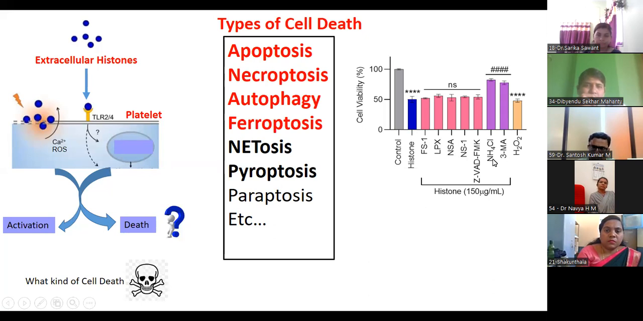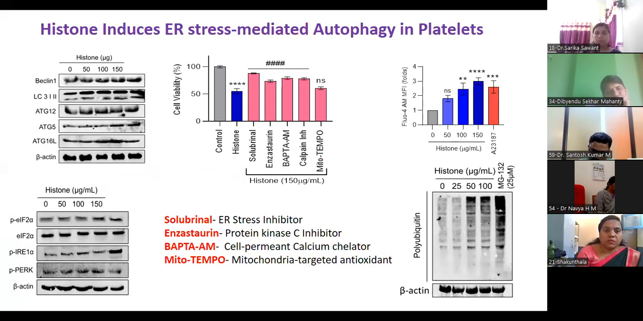From this data, we came to know that only ammonium chloride and 3-MA protected the cells from histone-induced toxicity. From this data, we can say autophagy is the death mechanism happening in case of histone treatment. So we need to confirm with the markers. For that, we did immunoblotting, and we assessed the markers of autophagy like Beclin-1, LC3, ATG12, ATG5, and ATG16L, and beta-actin served as a loading control. It clearly confirmed that autophagy is the type of cell death happening in case of histone treatment.